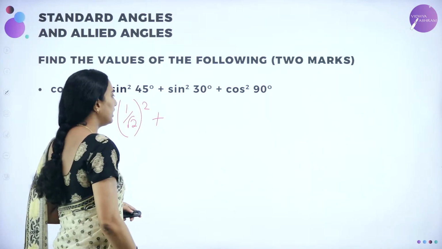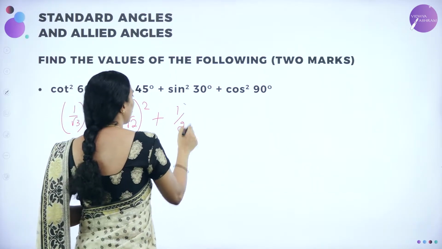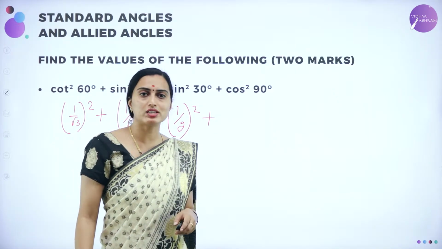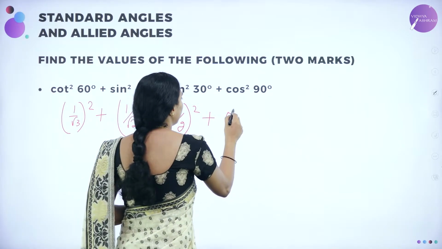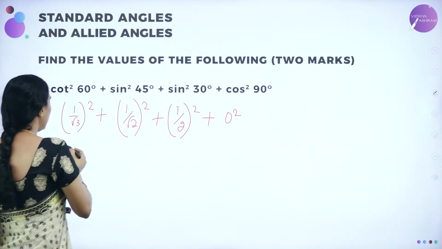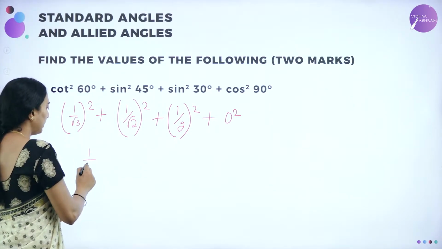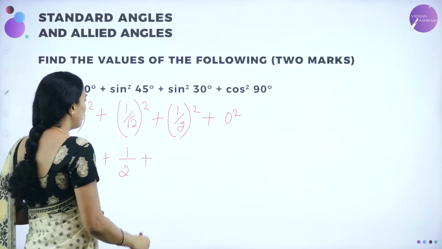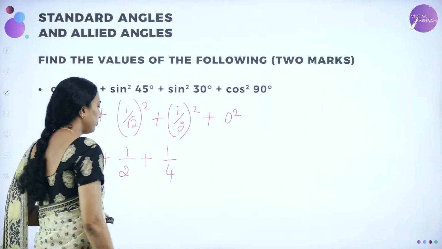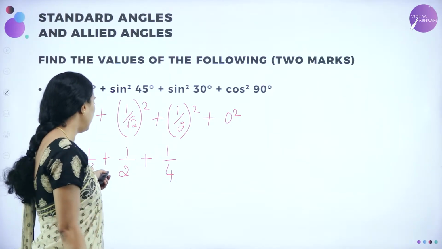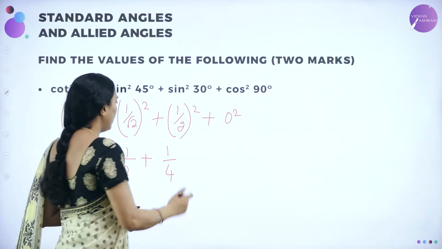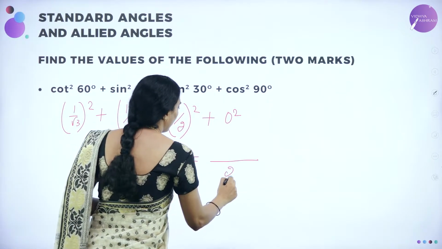So sine 30 degree is nothing but 1 by 2 whole squared, plus, you know already, cos 90 degree is 0, so 0 squared. Therefore, 1 by root 3 whole squared means 1 by 3, plus 1 by root 2 whole squared means 1 by 2, plus 1 by 2 whole squared is nothing but 1 by 4. So the LCM, you can take it as 3 2s are 6, 6 4s are 24. So you can have it as 24.